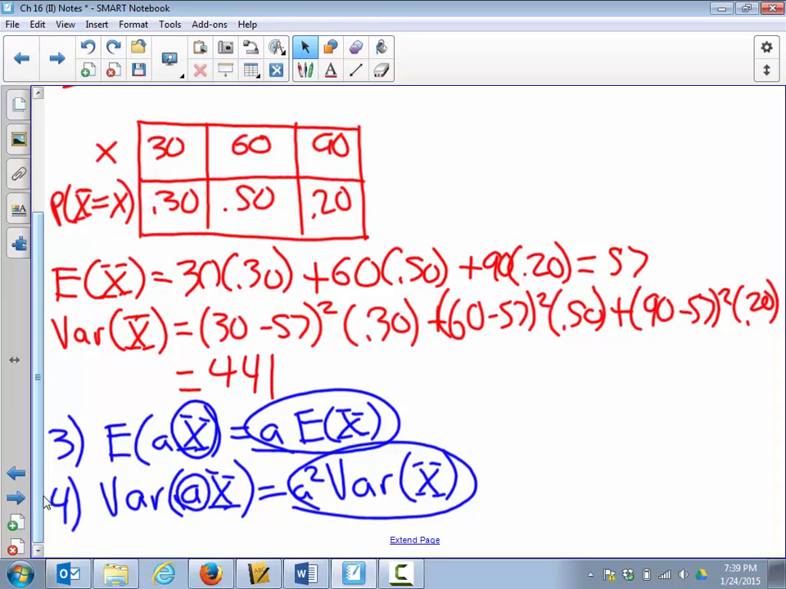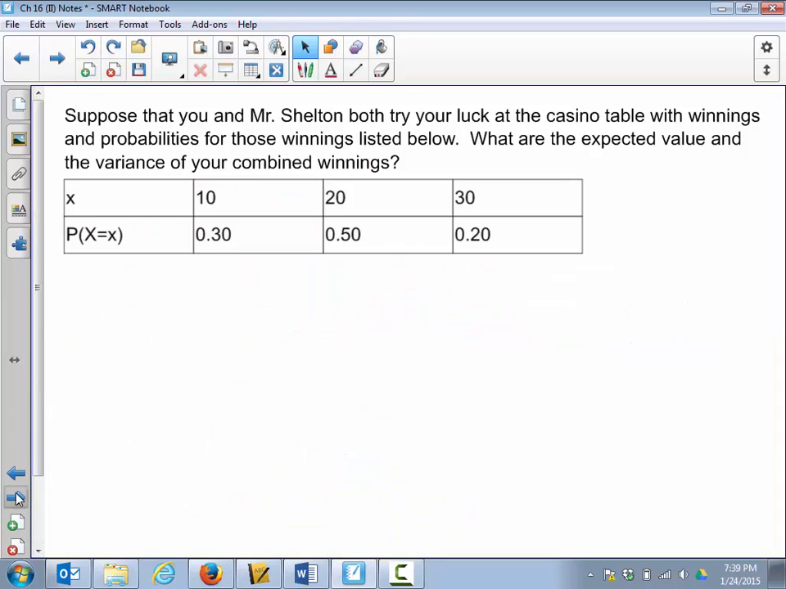Okay, and those big ideas are going to round out a lot of the new stuff for Chapter 16, Part 2. We got one final slide of new. This one will take a little bit of time to get through. Suppose that you and Mr. Shelton can both try your luck at the casino table with winnings and probabilities for those winnings listed below. What are the expected value and the variance of your combined winnings?